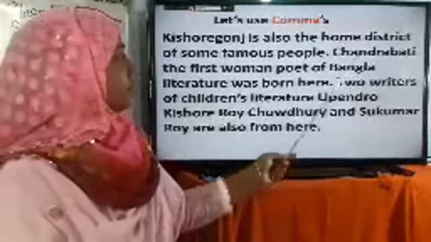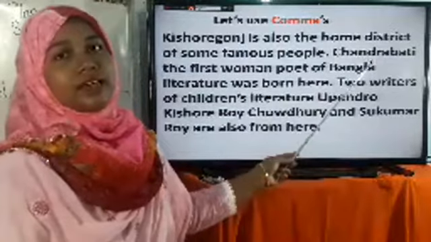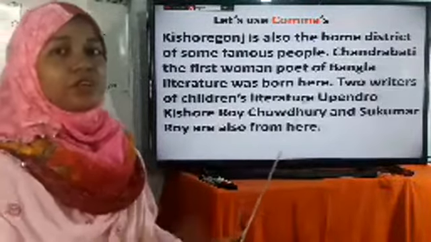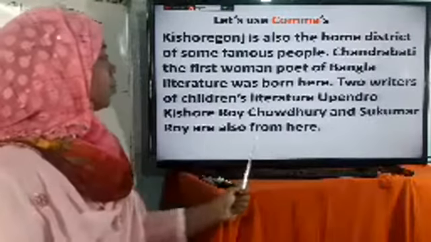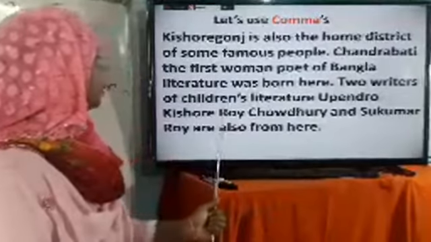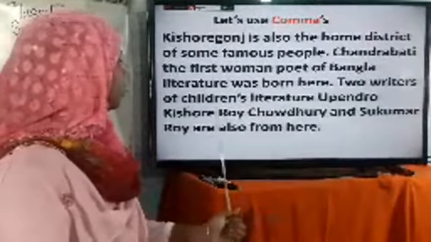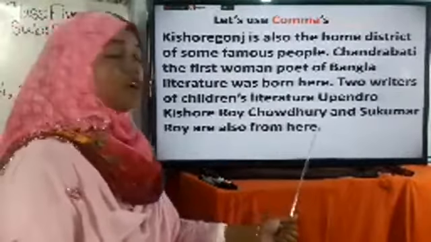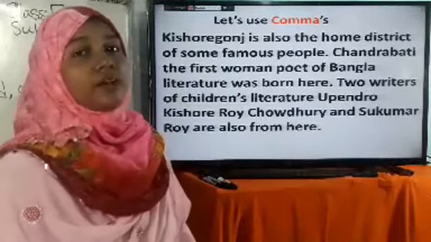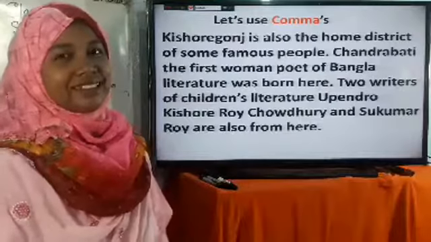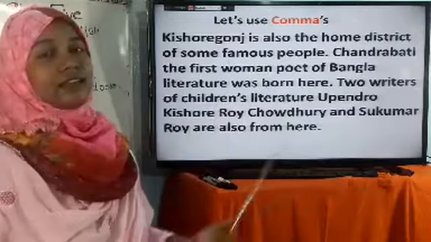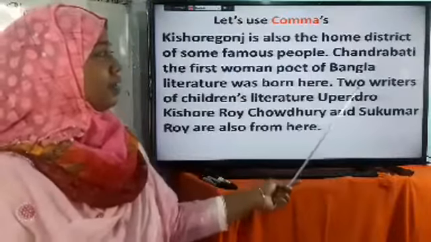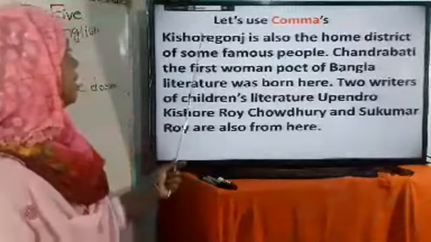Look at this sentence, my dear student. We have learned that after name we have to use comma. Was born here. Two writers of children's literature, Upendra Kishore Roy Chaudhary and Sukumar Roy, are also from here. So, where can we use comma? Yes, I like to read it again, and please try to use comma in the necessary place.